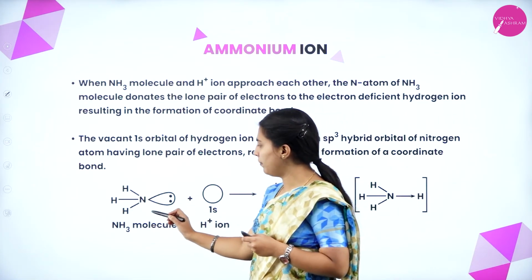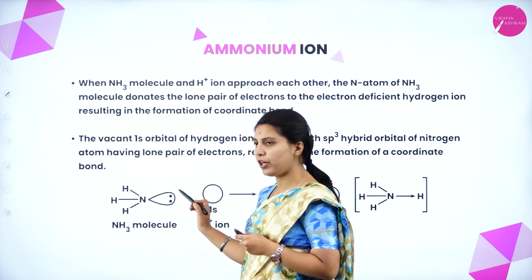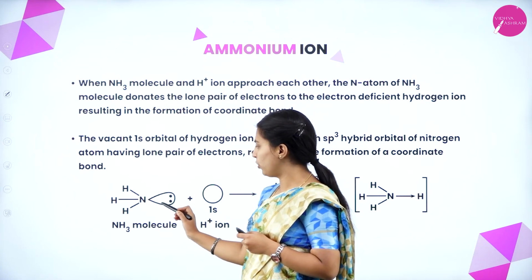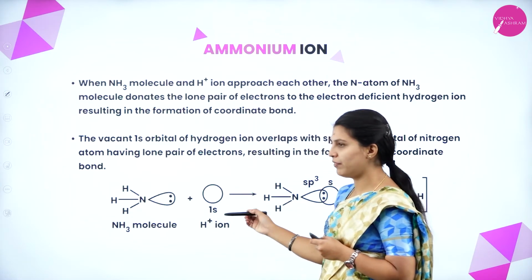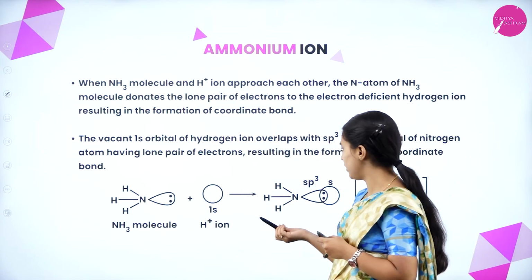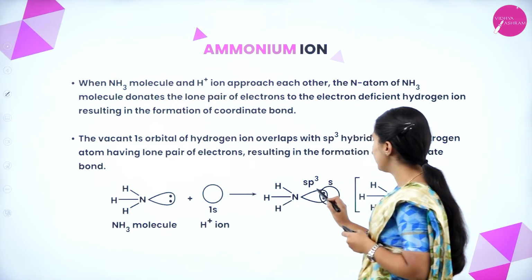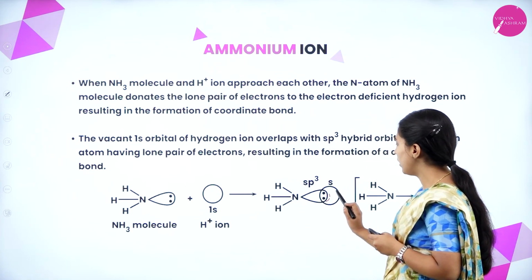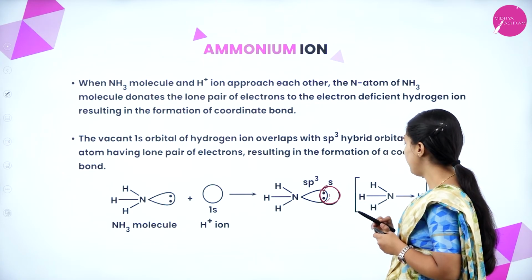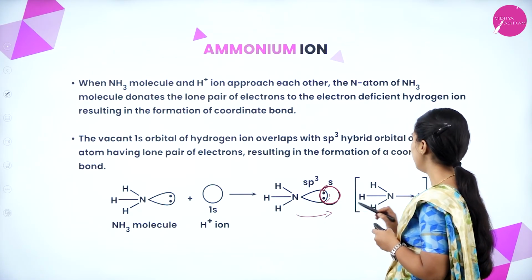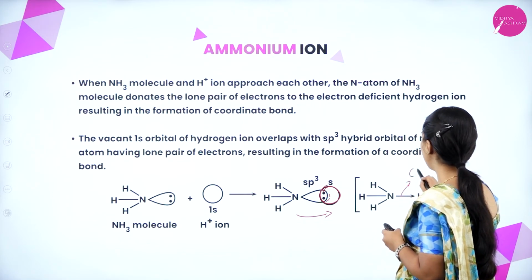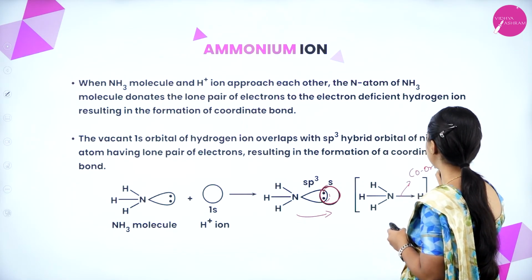Here is the structure of ammonia. Here lone pair of electrons is present in ammonia, we know that. The nitrogen will donate towards the 1s of hydrogen, which is electron deficient. What will form? Here, it will donate to here and this is H, it will form a bond. It is donating to hydrogen, so it is a dative bond. This is a coordinate bond.